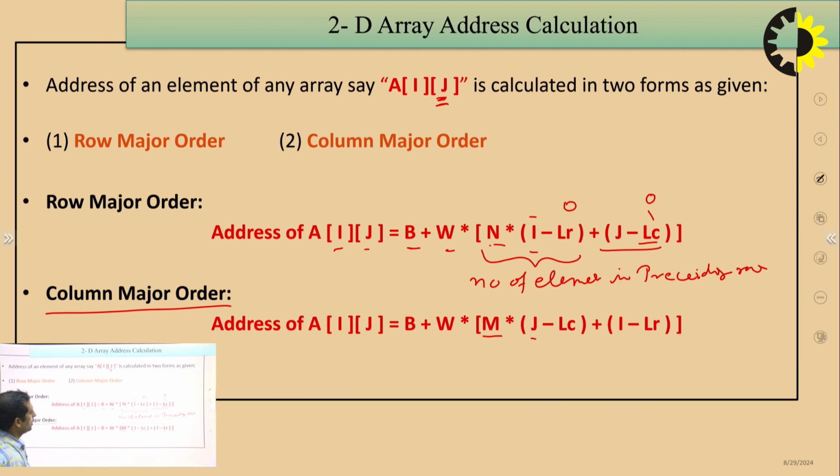So I think both are the same, but in the place of I just put J, in place of LR put LC, in place of J put I, in place of LC put LR, and in place of N put M, the number of elements in each column, where N was the number of elements in each row. So both are very much similar.